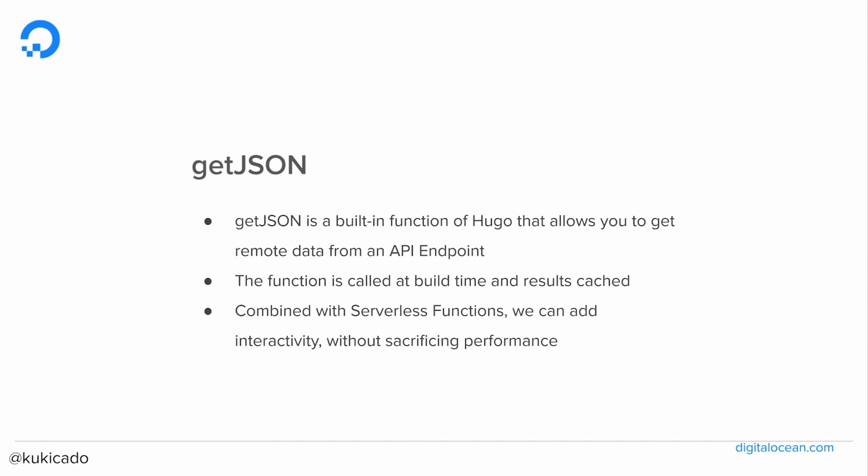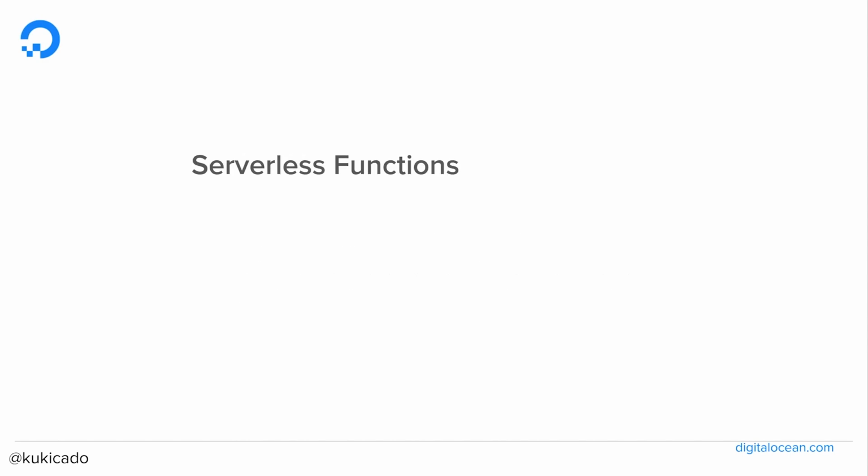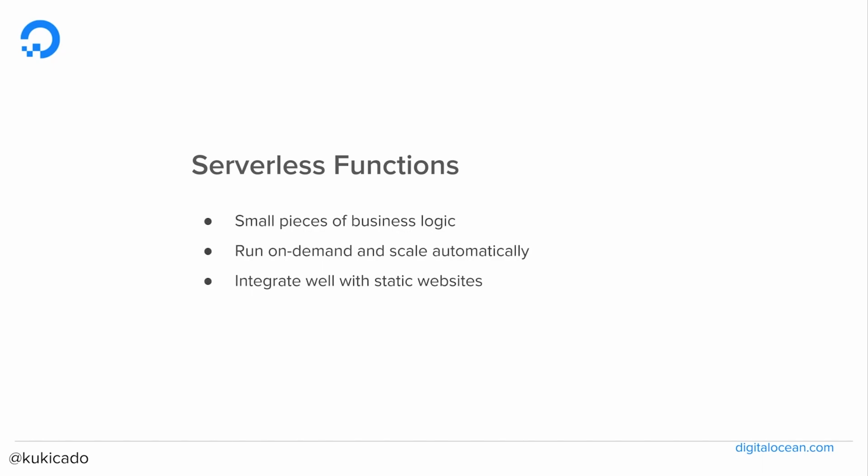And when we combine getJSON with serverless functions, we can add a whole lot of interactivity without sacrificing the performance that Hugo brings. Now, what are serverless functions? If you're not familiar, serverless functions are small pieces of business logic that run on demand and scale automatically as needed. And these serverless functions, when integrated with static websites, can be really, really powerful. And I'll show you one example of that in this video.